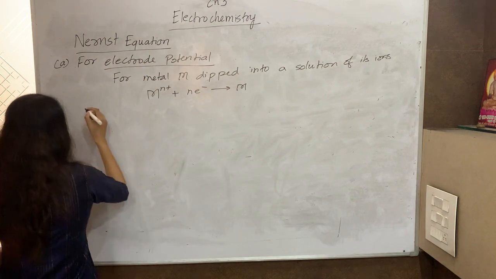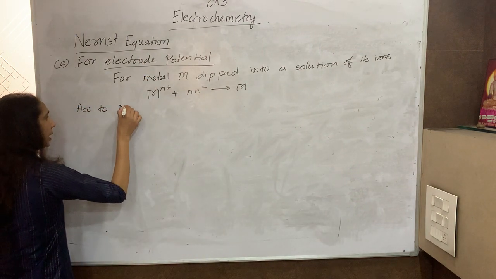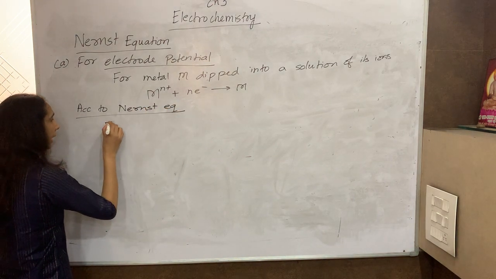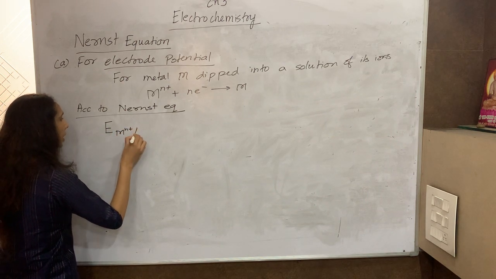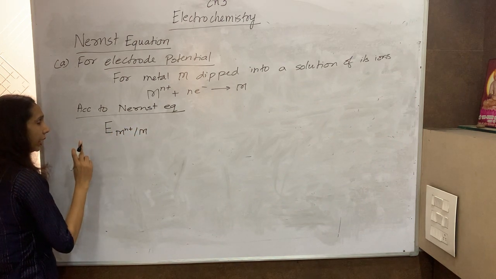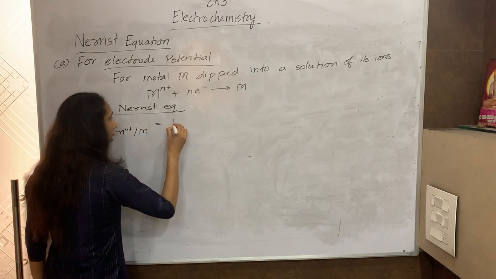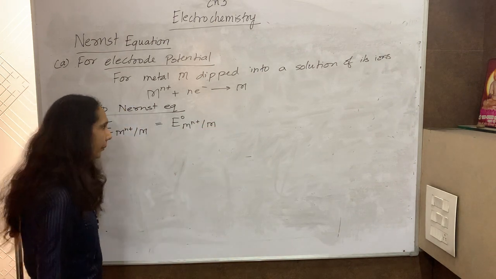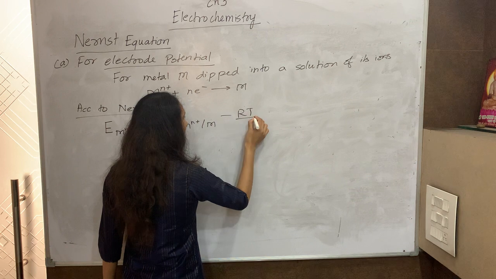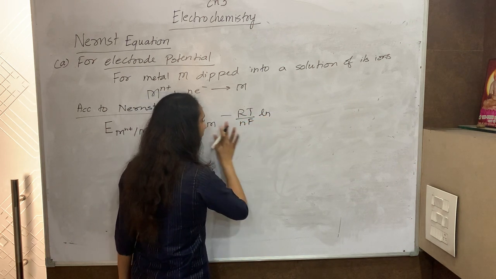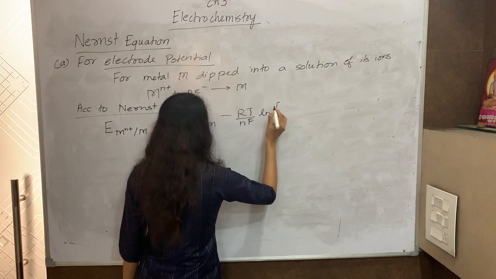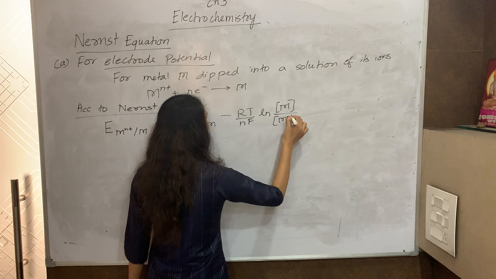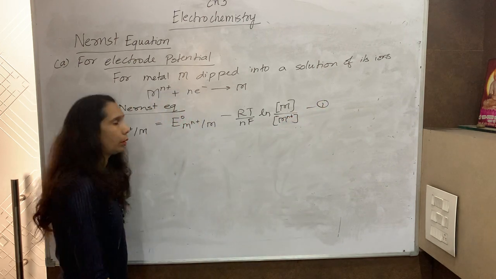Now according to the Nernst equation, the electrode potential for it is given by E(M^n+/M). What is E(M^n+/M)? Electrode potential. It is equal to E° (M^n+/M), that is the standard electrode potential of the metal M, minus RT upon nF ln product upon reactant. You can see the product is M and the reactant is M^n+. So this is the Nernst equation for electrode potential.